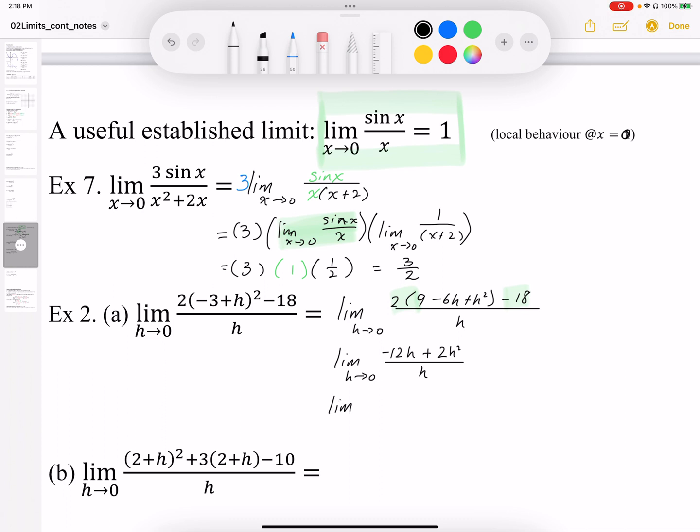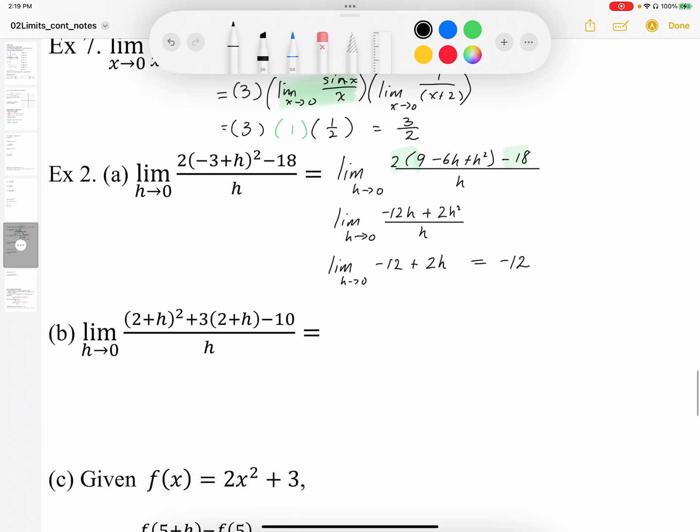So we end up with a limit as h approaches 0. This is going to end up being negative 12 plus 2h, since one of the h's cancels out. Now we don't have a divide by 0, so I'm going to evaluate that limit. Plugging in the h as 0, I end up with a limit equaling negative 12.